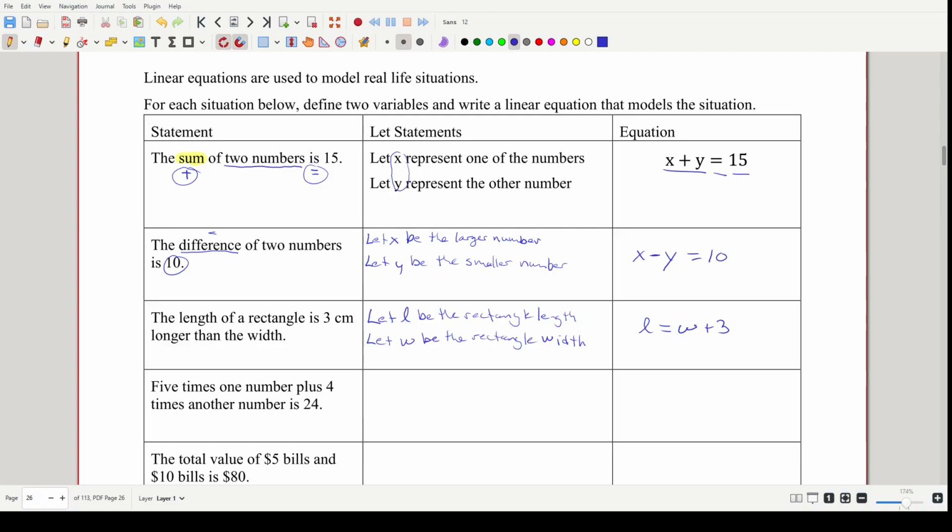All right, now the problems are going to get a little bit more challenging. So we have 5 times one number plus 4 times the other number is 24. I don't have any real descriptions about the numbers other than the fact that they're numbers again. So I'm just going to use x and y, and I'm going to keep the description as simple as possible. Let x be one number.